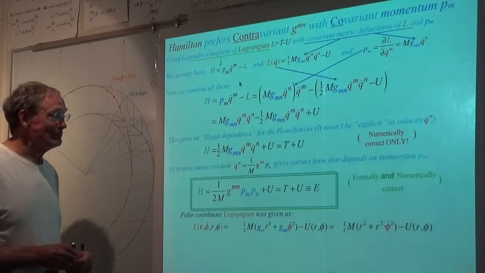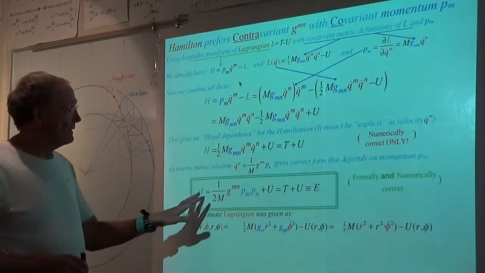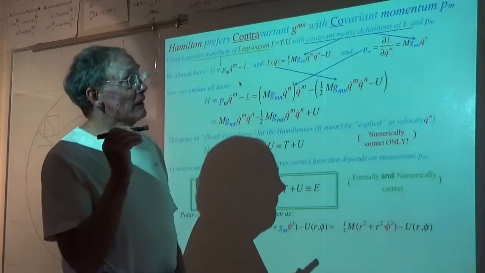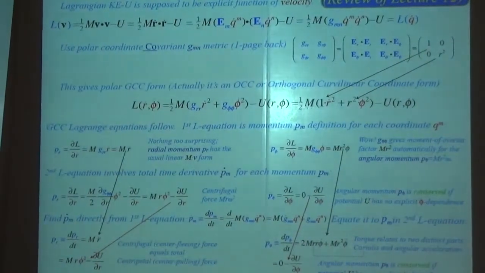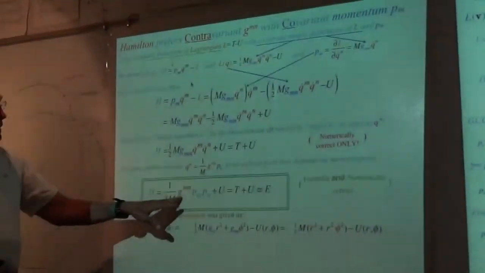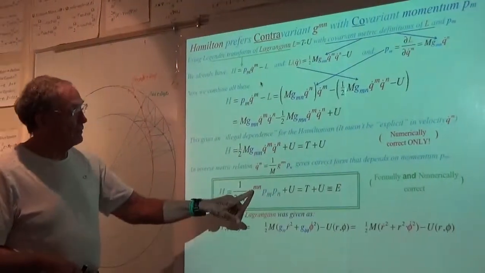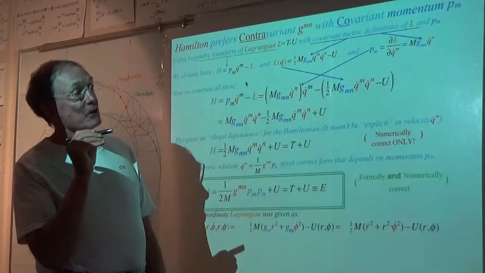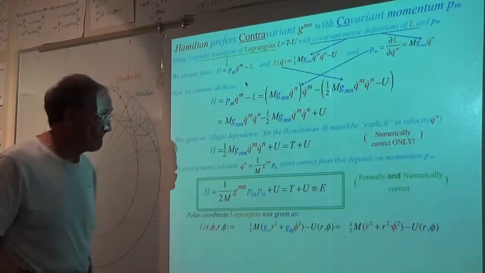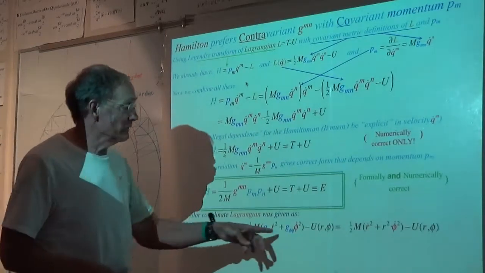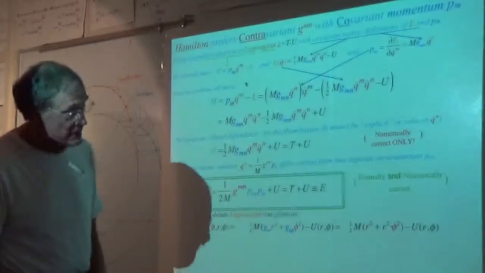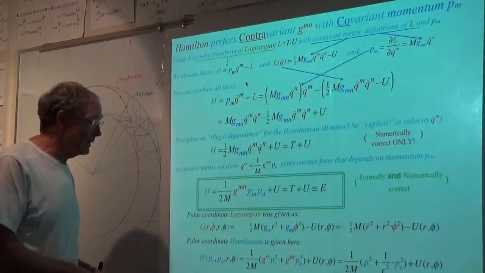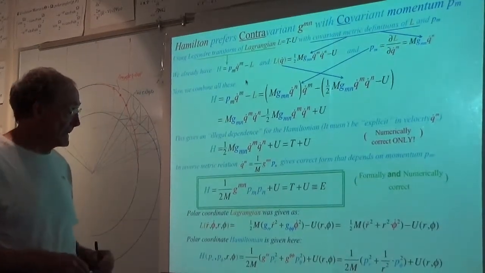Okay. So there's Hamilton. There's the Lagrangian. Okay. Difference in sign. Difference in what they're dependent on. Difference in covariant expression with contravariant metric. This one just the opposite, covariant metric with contravariant kinetic variables. Okay, so our polar coordinate Lagrangian looks like that. Already looked at that up there. This is the polar coordinate Hamiltonian.